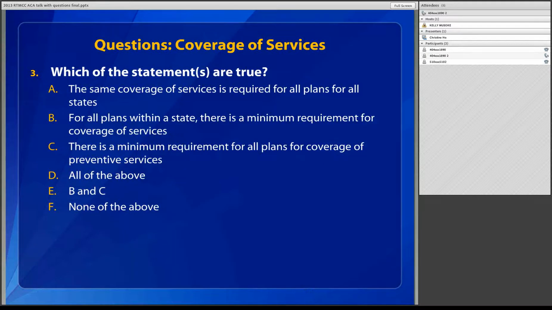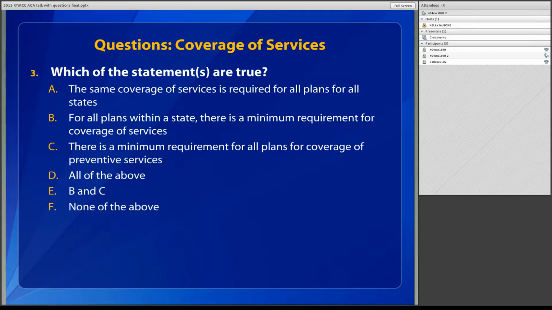Okay, so we're going to move on to what is covered with the Affordable Care Act. And here's the next question. Which of the statements are true? Now, A, the same coverage of services is required for all plans, for all states. B, for all plans within a state, there is a minimum requirement for coverage of services. C, there is a minimum requirement for all plans for coverage of preventive services. D, all of the above. E, B and C, and F, none of the above. Okay.